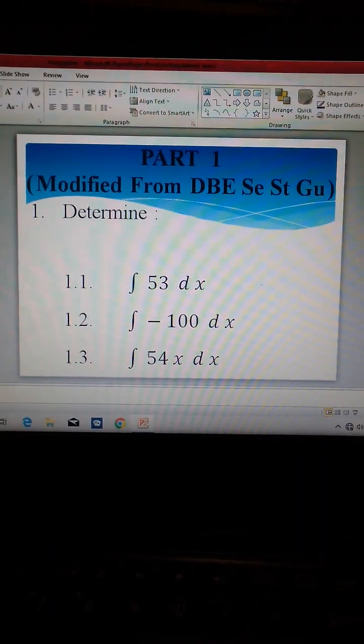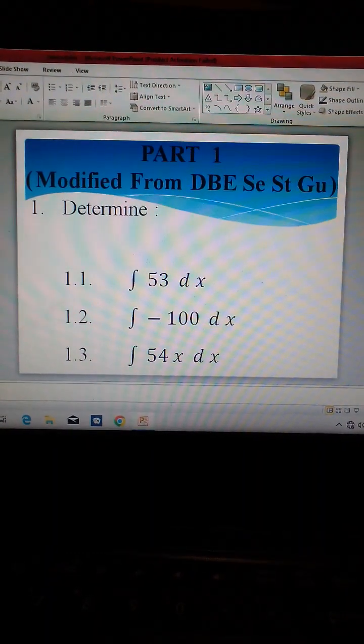Please take this down. I modified them from the Department of Basic Education Self-Study Guide.